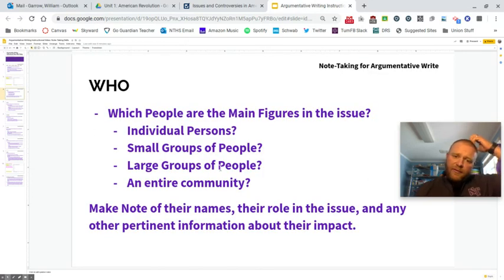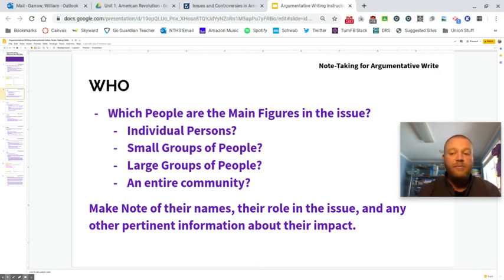And so the first thing that we would try to do is we want to figure out who is involved in this, okay? So what people are the main figures in the issues? And I want to make sure that you understand it doesn't have to be a single person. It might be 2 or 3 people, and then it might be a small group of people. Maybe it's a group of friends or something. Okay, maybe it's a large group of people, an entire church, or an entire group of blacksmiths or something. Maybe it's an entire community, right? An entire group within a city that is the main figure in the issue. And it could be all of those things at once, right?